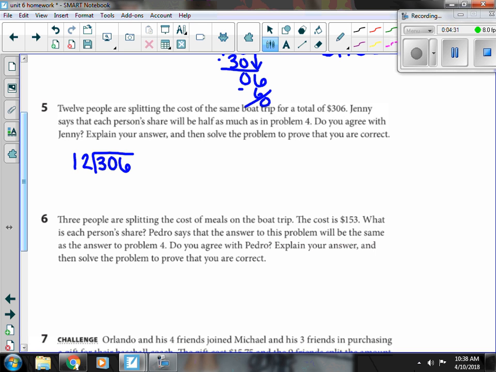12 can't go into 3. 12 goes into 30 twice, which is 24. I subtract, I get 6, and then I bring down my 6. 12 goes into 66 5 times, which is 60. I subtract, I get 6, and I have nothing else. I have a remainder of 6, which is half of 12. And if I'm talking about money, half of $1 is 50 cents.